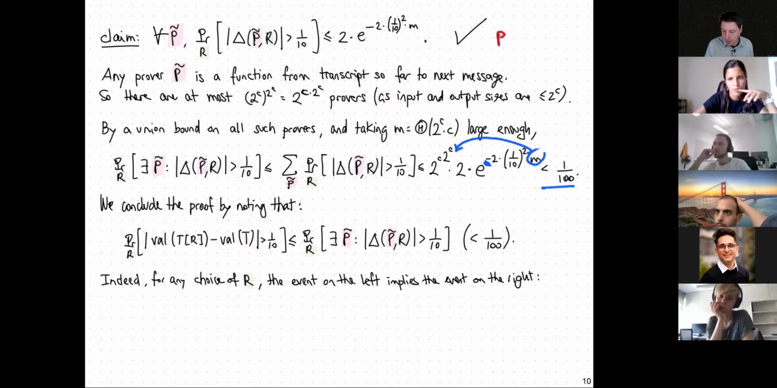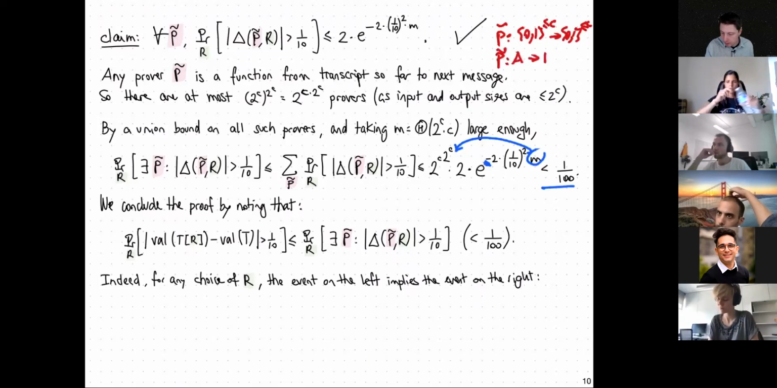Okay, so p tilde is a function from 0,1 up to at most c to 0,1 up to at most c. And in general, the number of functions that look like this is at most this, right? All right.